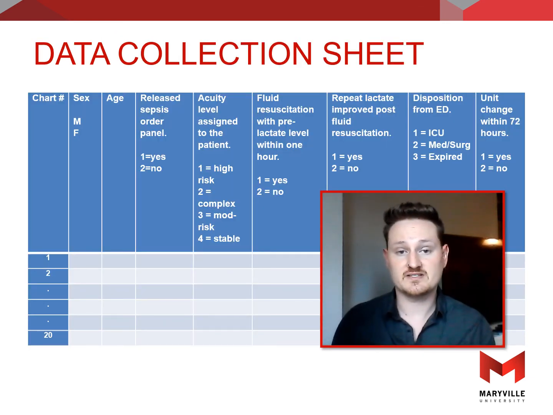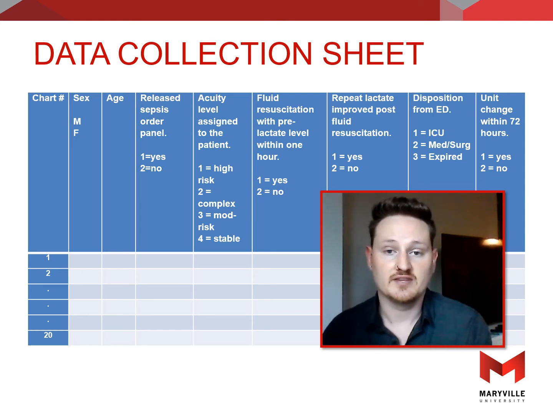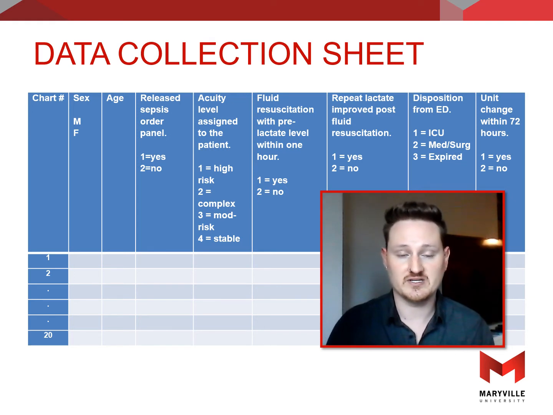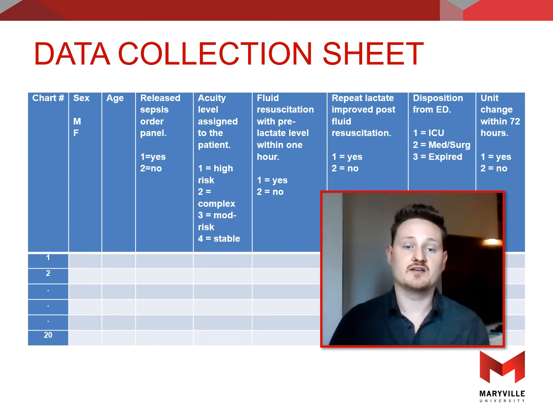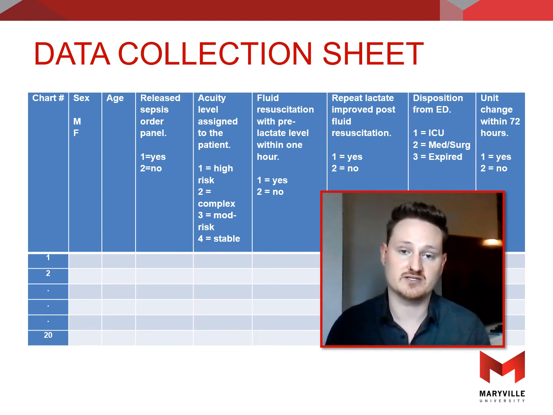This is a representation of the data collection sheet. There was one used for the 20 participants of the pre-implementation group and one was used for the post-implementation group. It tracks data such as sex, age, if the order panel was released by the RN, the acuity level assigned to the patient. Remember, sepsis is a life-threatening illness and should be assigned at the acuity of a level 1.